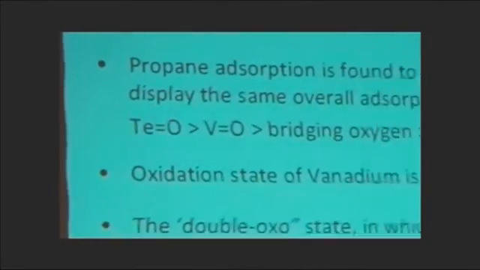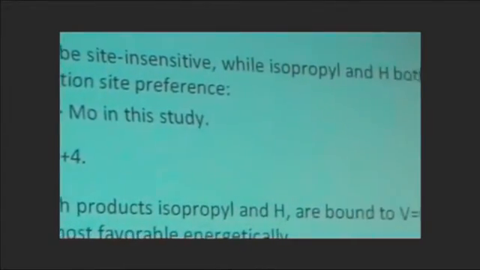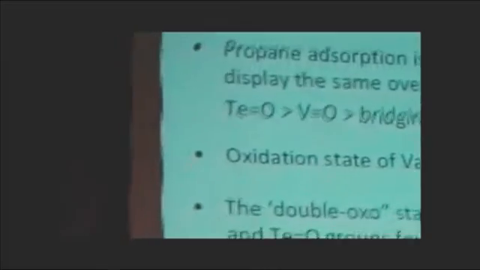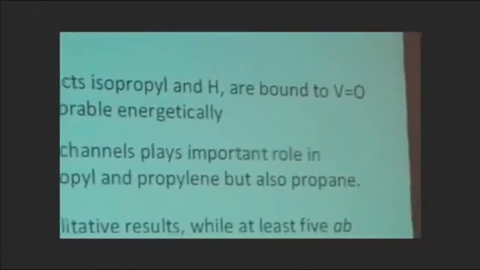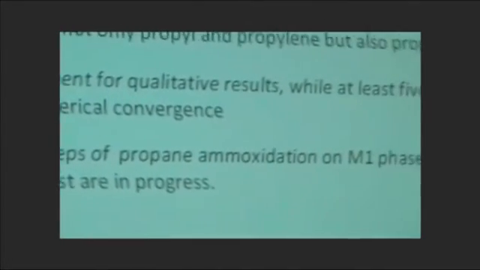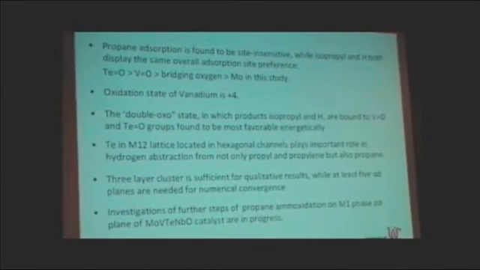So to summarize, we have studied the molybdenum vanadium tellurium niobium oxide catalyst by constructing a suitable cluster model, and we have found that we need at least 3 layers to get good quality results. What we found from this computation is that the propane absorption on the surface of the catalyst is site insensitive, while isopropyl and hydrogen both display the same overall absorption preference, and hydrogen doesn't like to bind onto the surface of vanadium oxo, but spontaneously moves to the tellurium oxo. And the oxidation state of vanadium is +4. The other steps of investigation are under way.